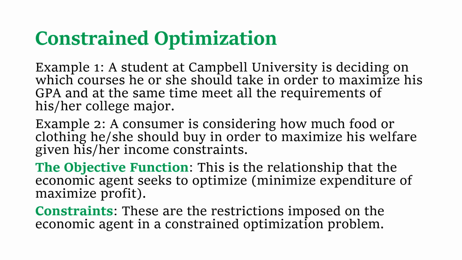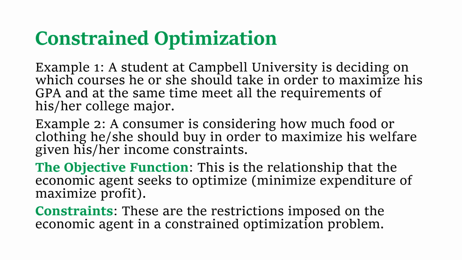Now, let's look at one typical example here. You have a student at Campbell University who is deciding on which courses he or she should take in order to maximize his GPA and at the same time meet all the requirements of his college major. Now, this consumer is considering how much food or clothing he or she should buy in order to maximize his welfare, given his or her income constraints, right?